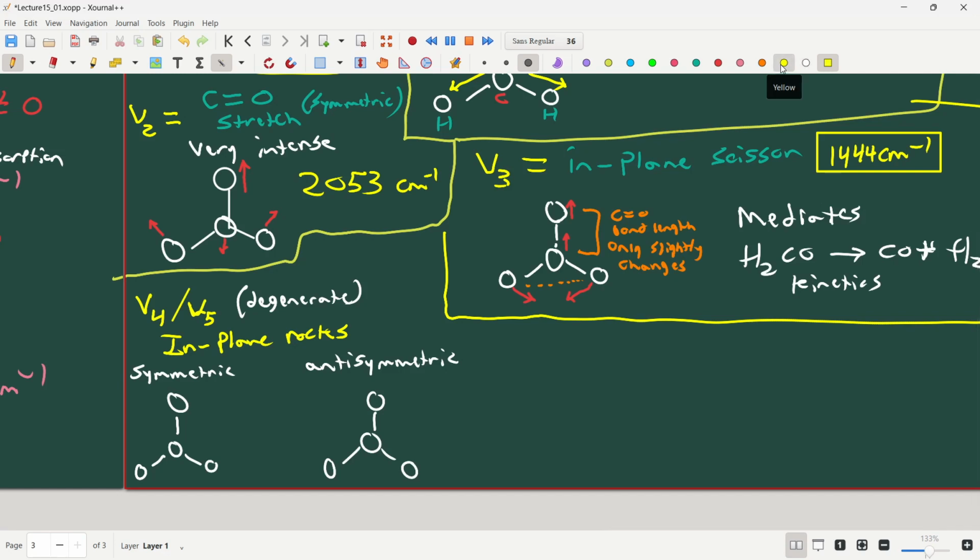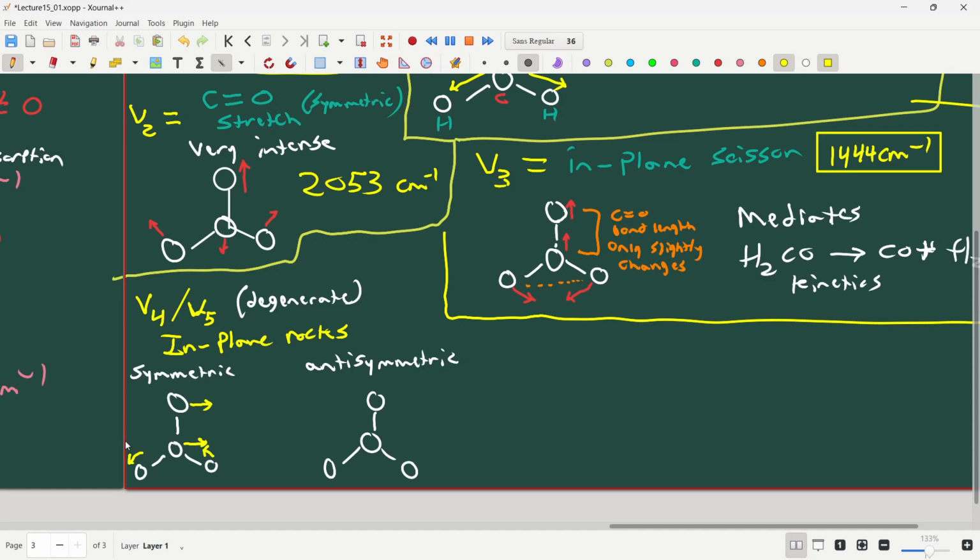So this is the symmetric one. The oxygen and the carbon move in a certain direction, and the hydrogens move in the opposite direction. Right, so, yeah, exactly, just like that, right?